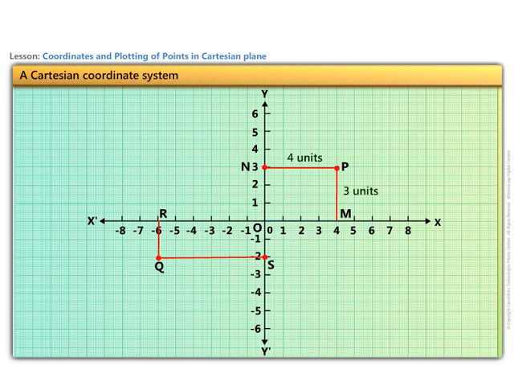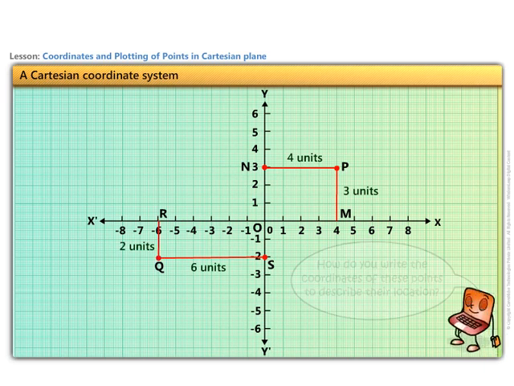For point Q, the perpendicular distance of the point Q from the y-axis measured on the negative direction of x-axis is OR, which is equal to SQ, that is equal to 6 units. Similarly, the perpendicular distance of the point Q from the x-axis measured along the negative direction of the y-axis is OS, which is equal to RQ, which is equal to 2 units.